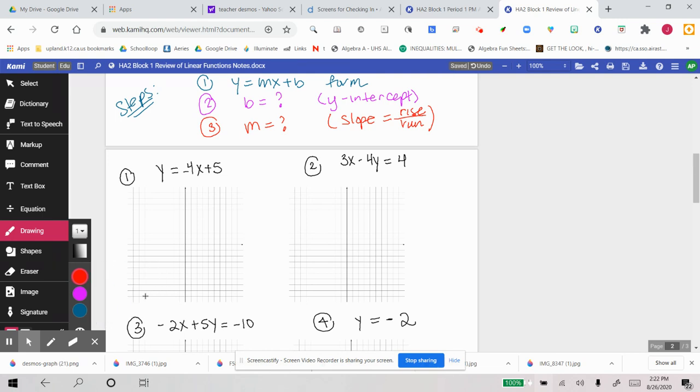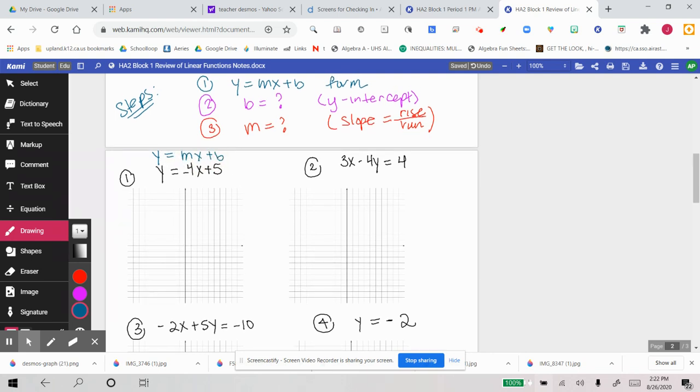So y equals negative 4x plus 5. Okay, that's already in y equals mx plus b form. So I'm going to figure out what is b. Well, b is where you begin. 5. So you always begin on the y-axis. So up 1, 2, 3, 4, 5.